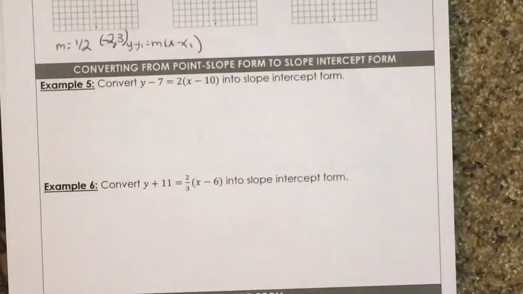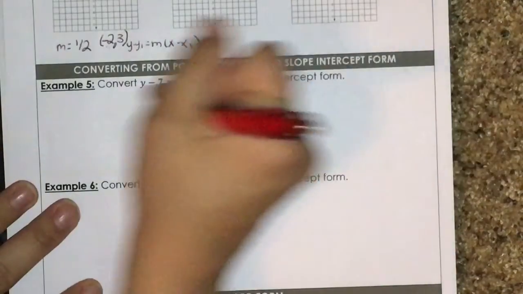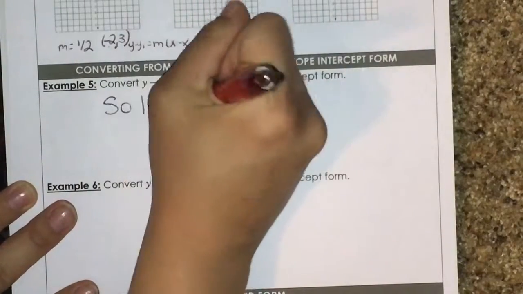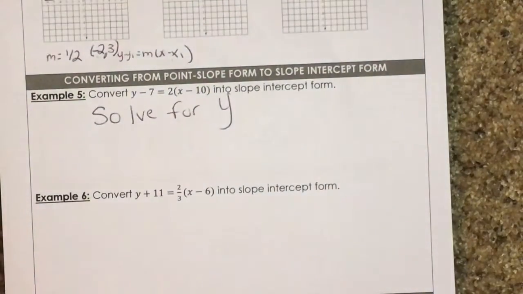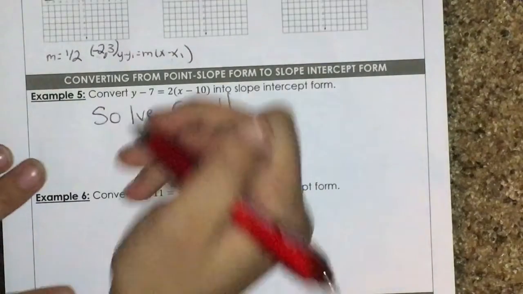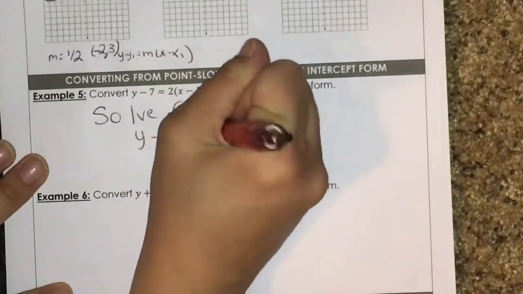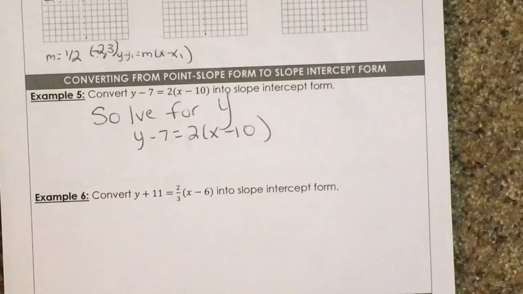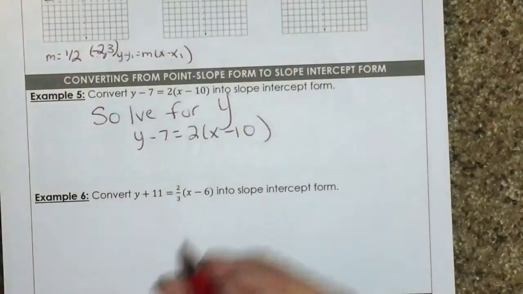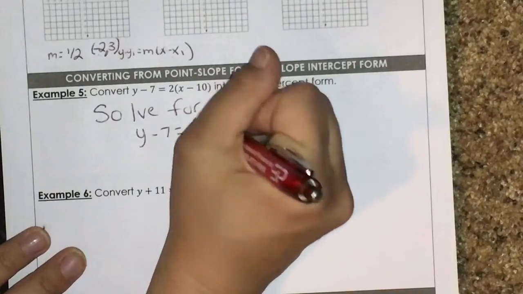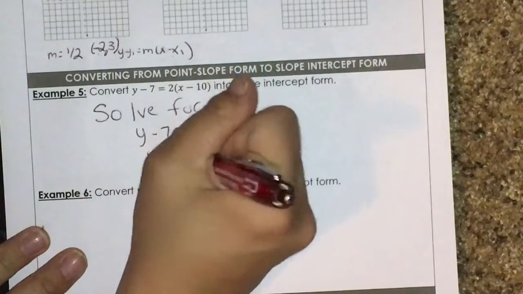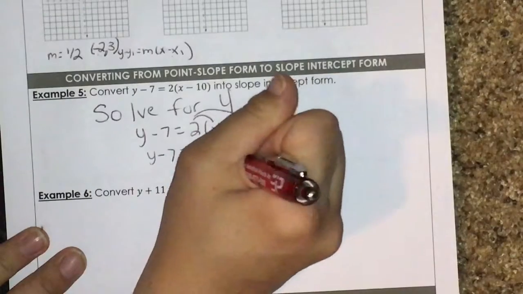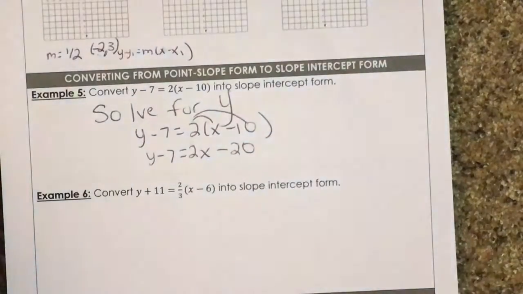Going from point slope form to slope intercept form. Well, in order to get something in slope intercept form, you need to solve for y. Okay, that's always what you want to do, is solve for y. Well, in this case, we have y minus 7 equals 2 times x minus 10. Before we can solve for y, we need to do some distribution here, because there's parentheses. So distribute, and we get y minus 7 equals 2x minus 20.